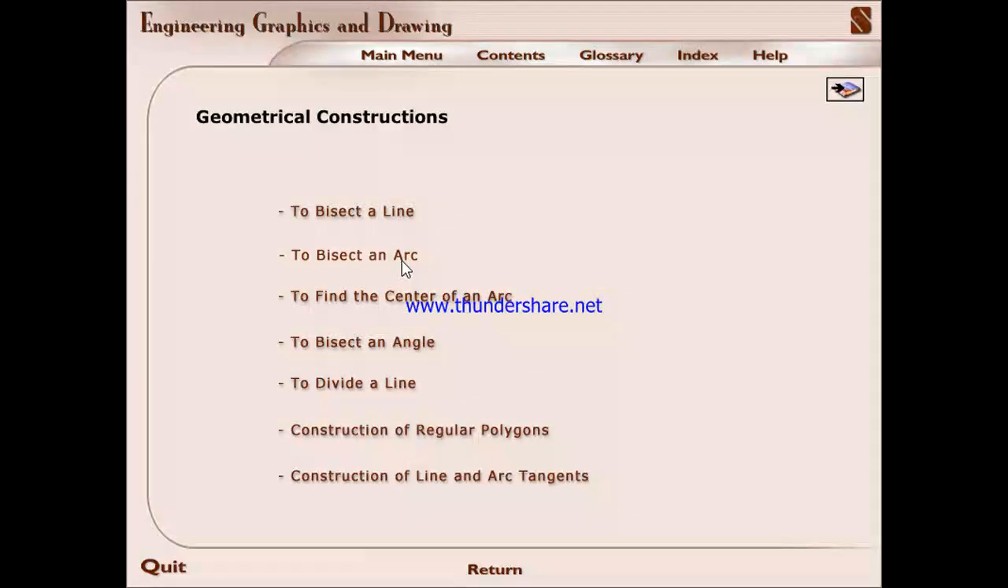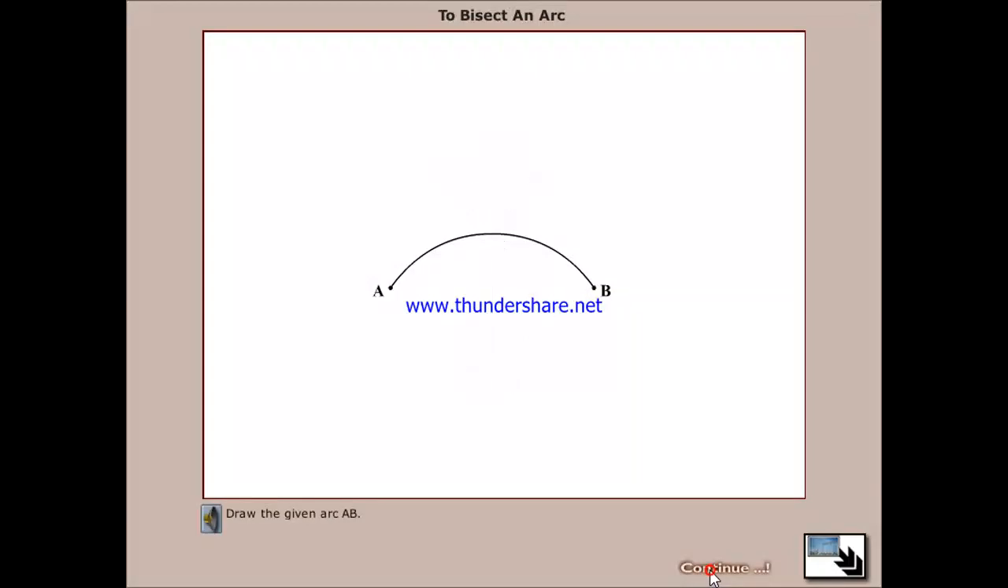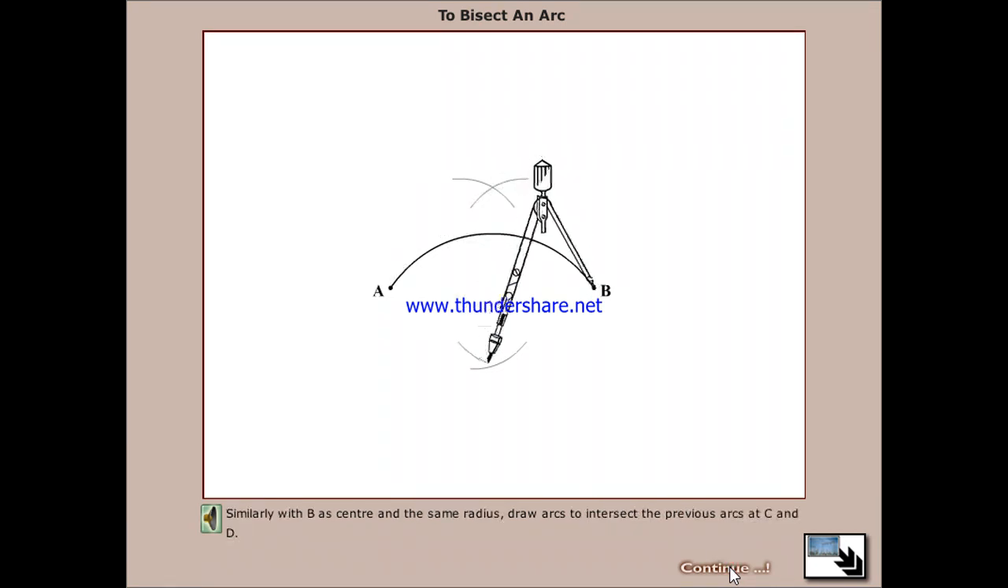Now next we will learn to bisect an arc. To bisect an arc, draw the given arc AB. With A as center and radius greater than half AB, draw arcs on both sides of AB. Similarly, with B as center and the same radius, draw arcs to intersect the previous arcs at C and D.